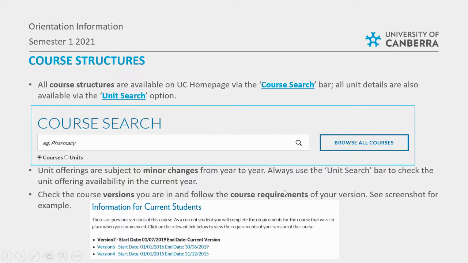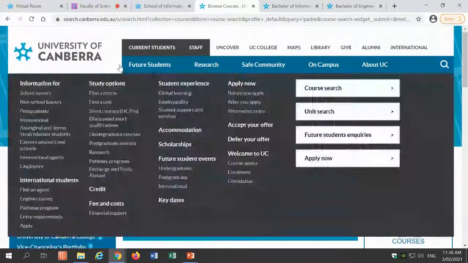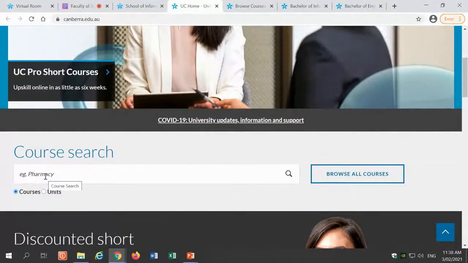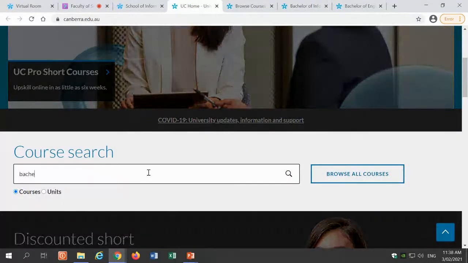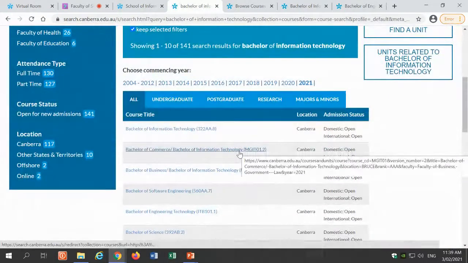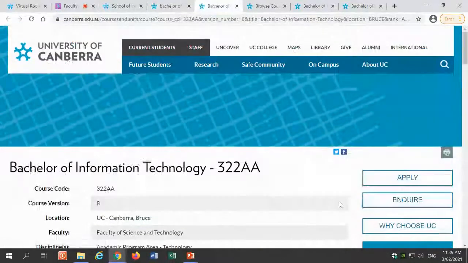So there is a course search on the UC homepage. Oh look, here's one I prepared earlier. If you're on the University of Canberra homepage, if you scroll down, there is this course search. You can just put in the title of your course, or if you know the code, you can put in the code as well, but I'll just put in the title. And I'm using Bachelor of Information Technology because that is the most popular undergraduate course, but the same applies for all the other ones. It comes up with a list of search results. If you click on Bachelor of Information Technology, it'll take you to what we call the course information page.